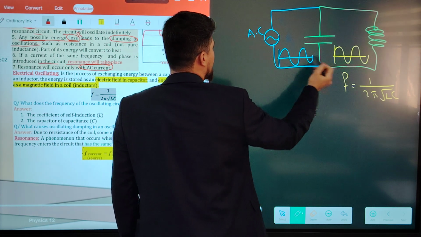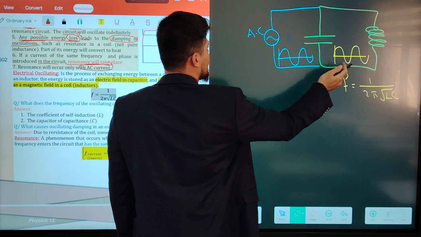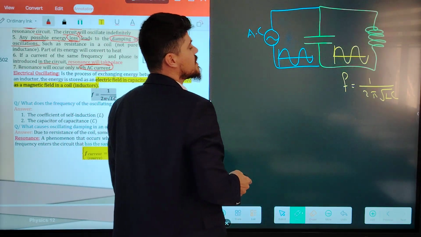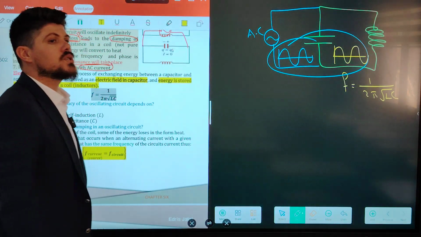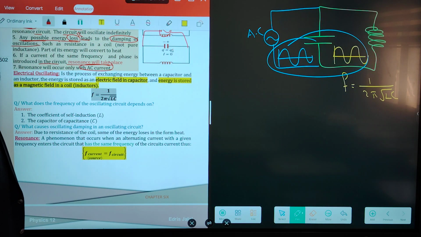Okay? If these two frequencies are the same, the frequency of the circuit and the frequency of the source, if these two frequencies match each other, we can say resonance takes place. Okay, the resonance takes place.